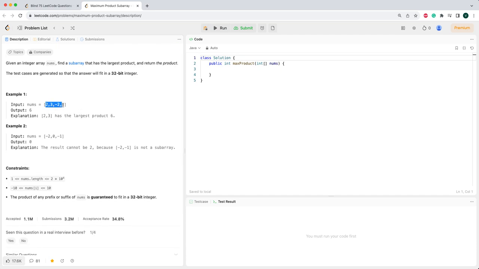So given this 2, 3, minus 2, 4. So 2 and 3, the product becomes 6, right? And it can also contain 0, right? So let's play around with this one use case.